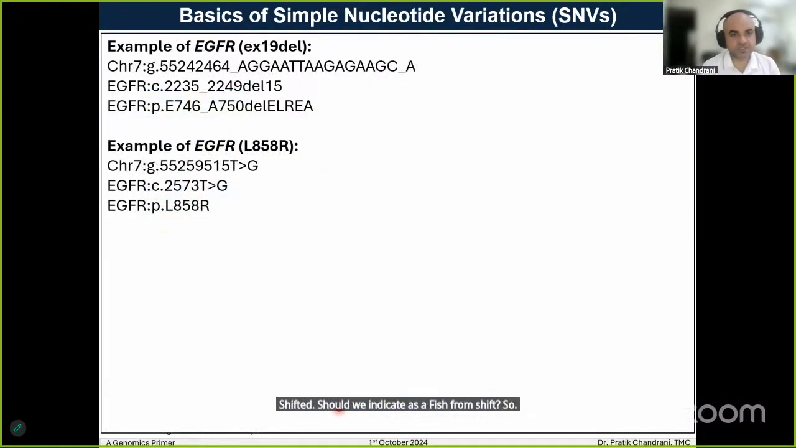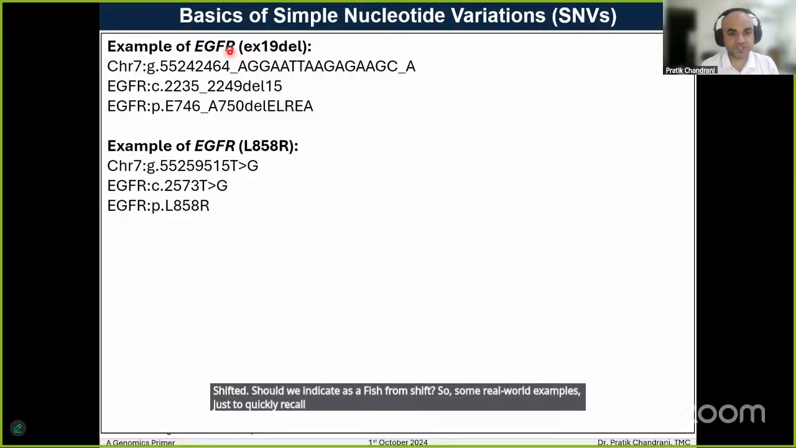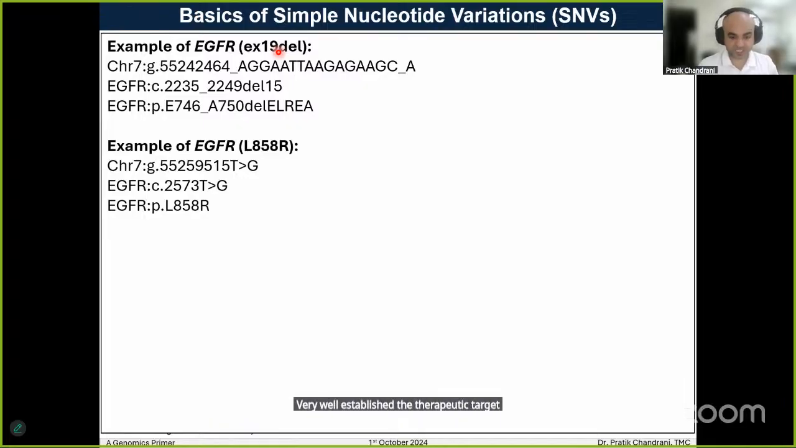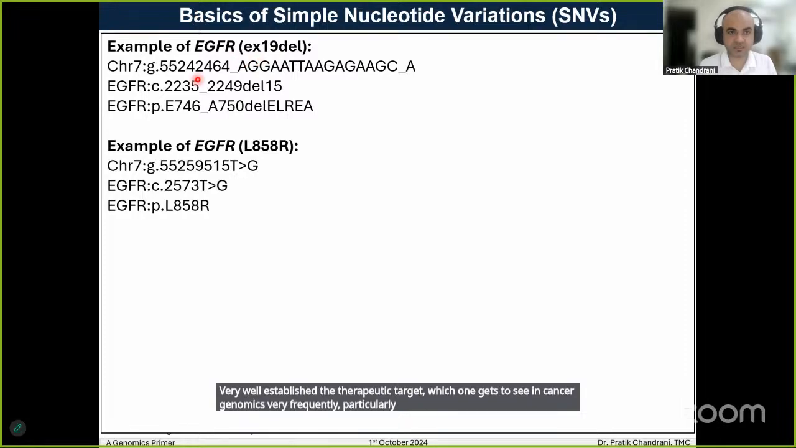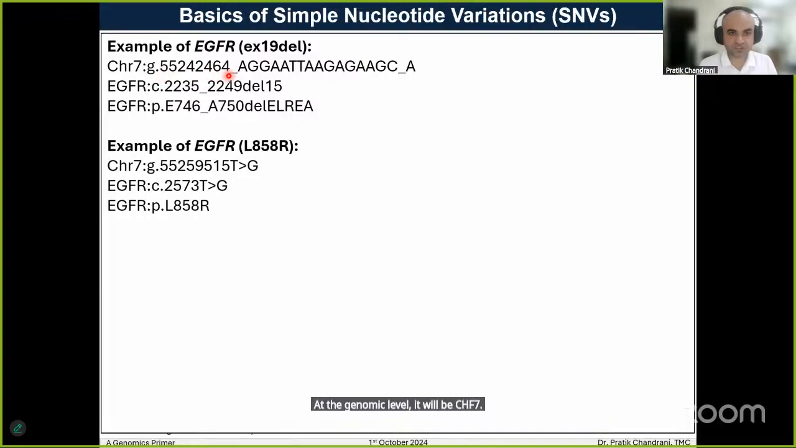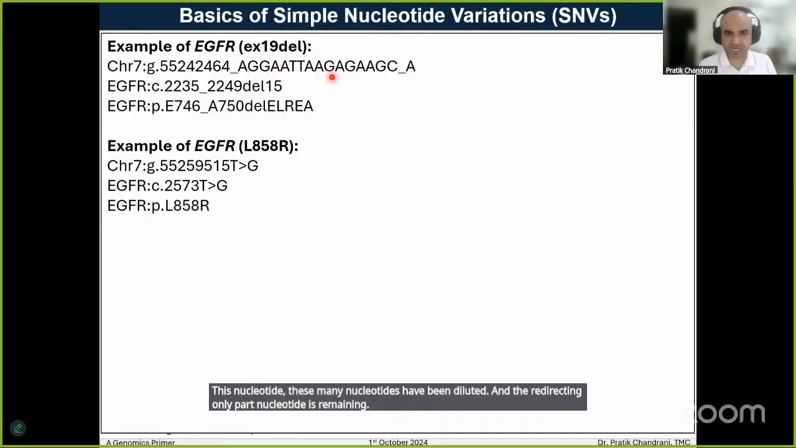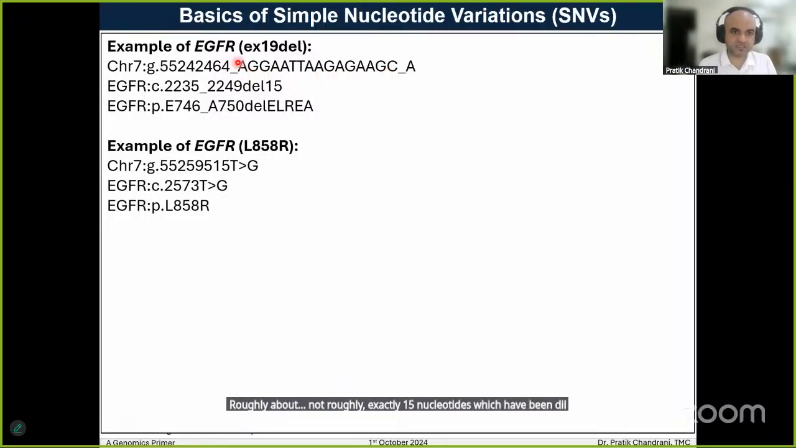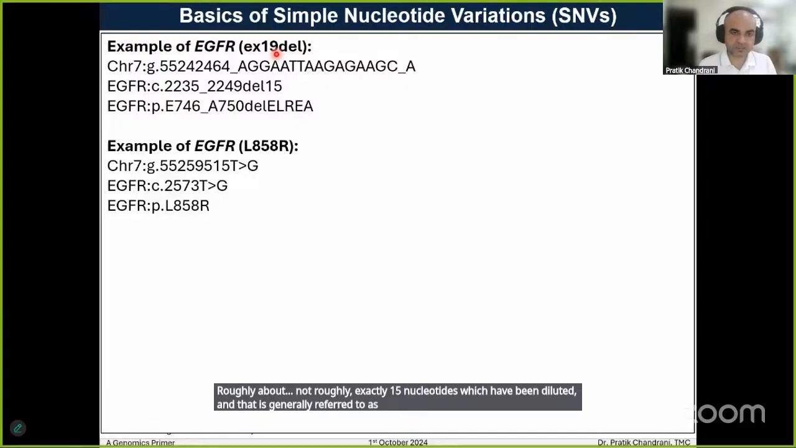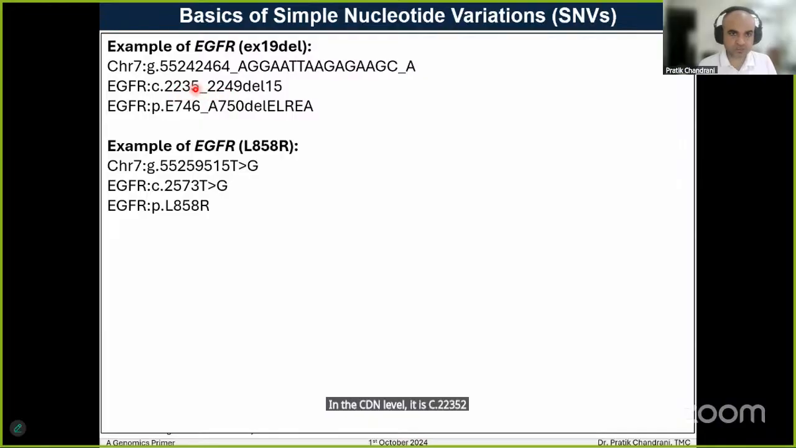So, some real-world examples, just to quickly recall. EGFR exon 19 deletion is a very well-established therapeutic target which one gets to see in cancer genomics very frequently, particularly in lung cancer and various other cancer types. At the genomic level, it will be CHR7 G, so and so position. This many nucleotides have been deleted; these are exactly 15 nucleotides which have been deleted, and that is generally referred to as exon 19 deletion in EGFR. At the cDNA level, it is C.2235, the codon position, deletion of 15 nucleotides in between these two.